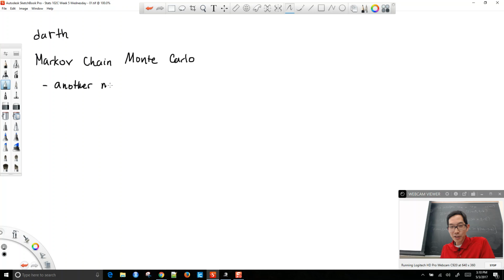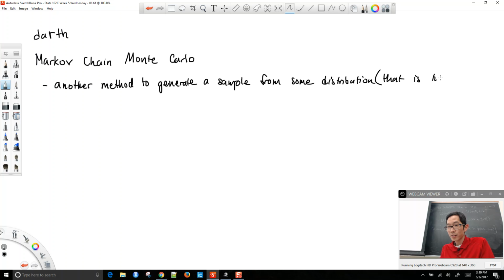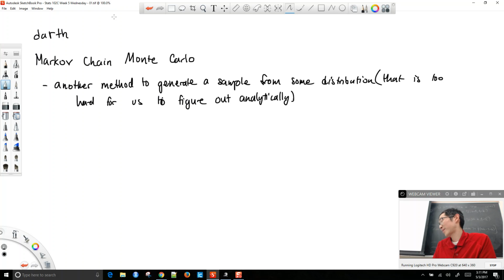So this is another method to generate a sample from some distribution that is, in parentheses, too hard for us to figure out analytically, right? And I know some of you are wondering, I'm struggling with these Monte Carlo methods.